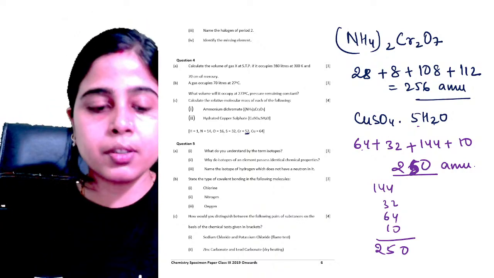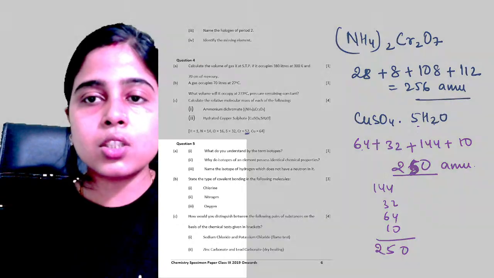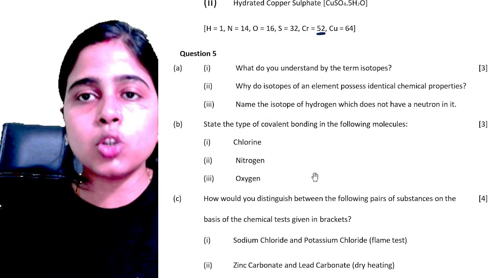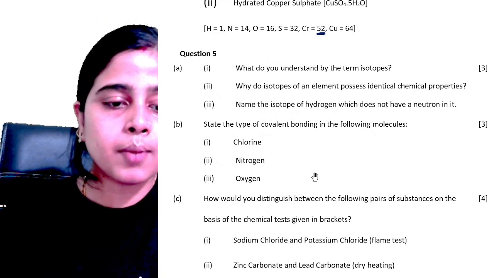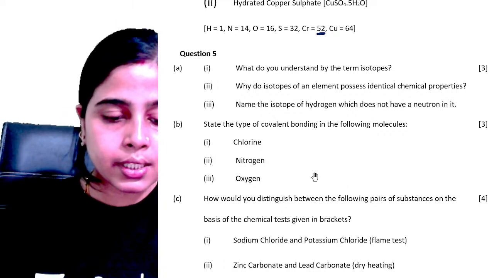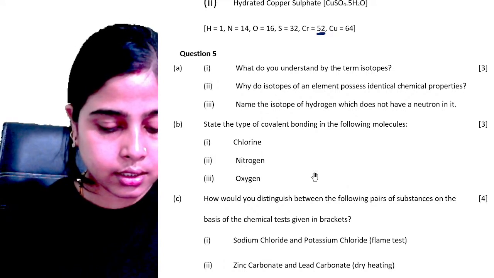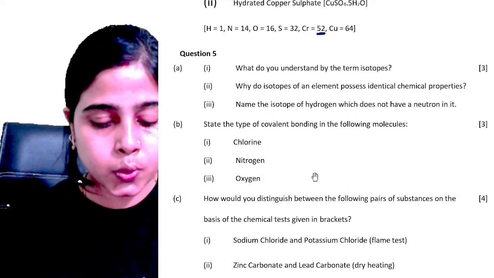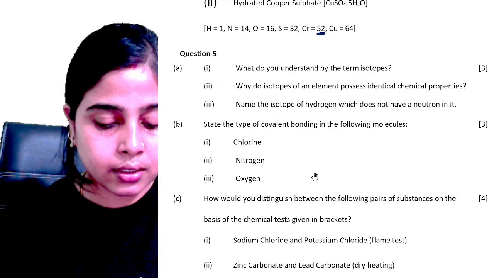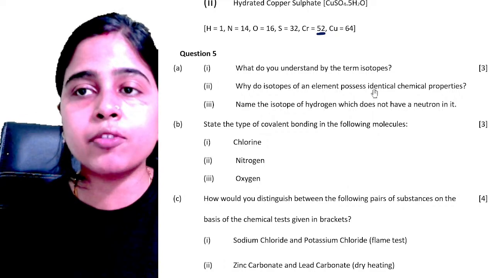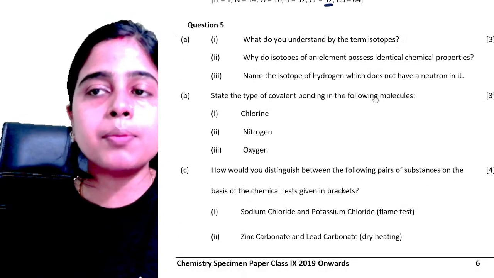Let's come to our question number 5. Okay, so let's try to solve it. What do you understand by the term isotopes? What is the meaning of this term isotopes? Can anyone tell me this? Dev, you are just writing the reaction of concentrated H2SO4 with copper sulfate, hydrated copper sulfate. That is not the case over here. You have to calculate the molecular mass.